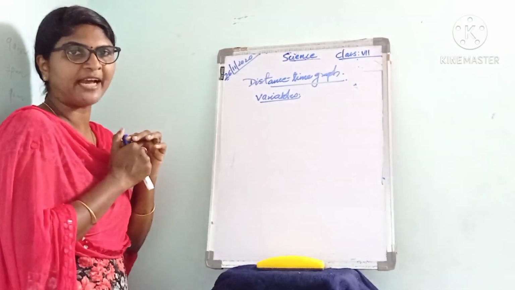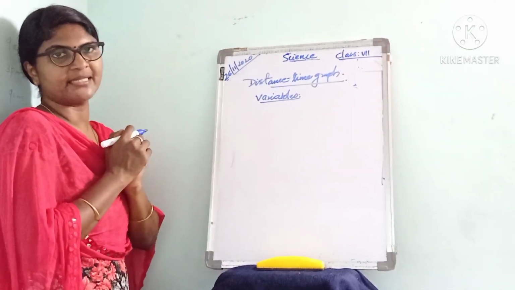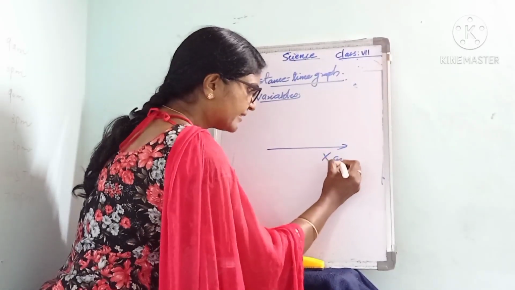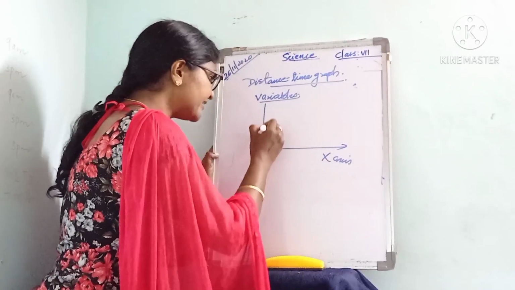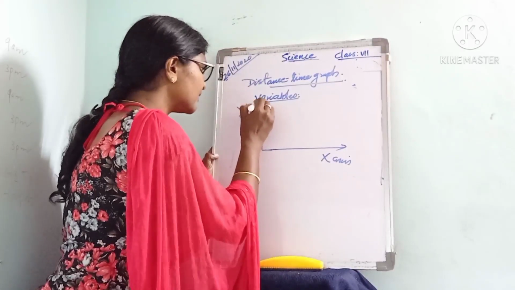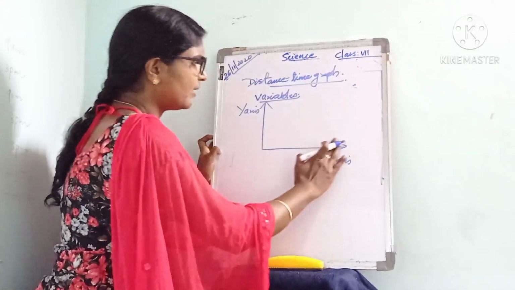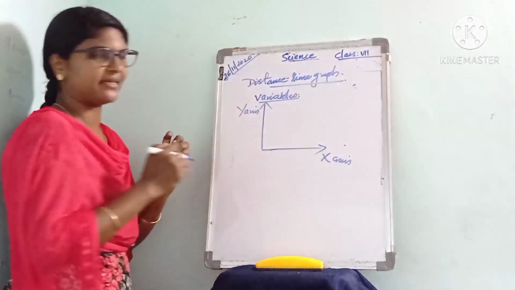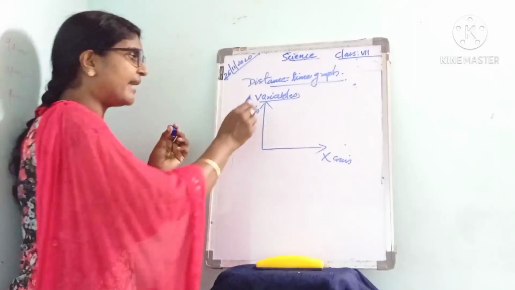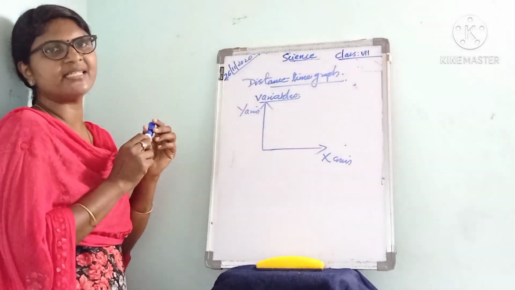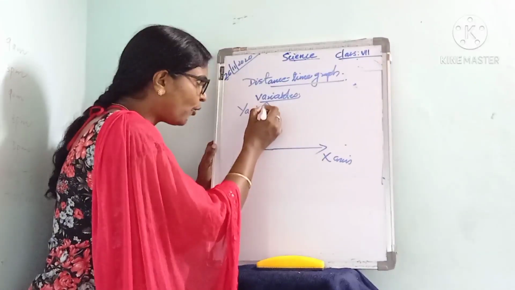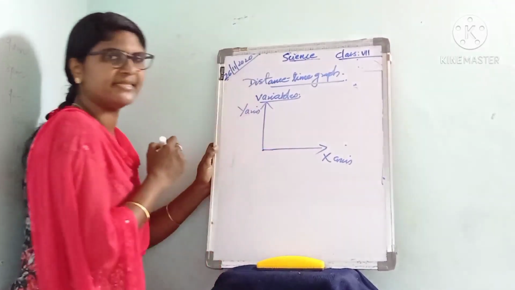In order to draw a graph, we need 2 axes. One is the horizontal axis, which is called the x-axis. Another is the vertical axis, which is known as what? The y-axis. And this x-axis and the y-axis meet at a point.